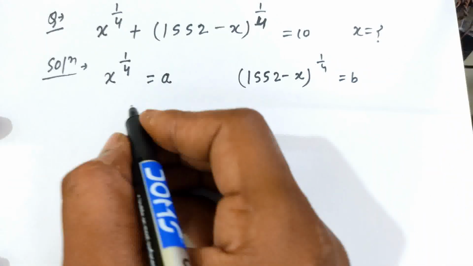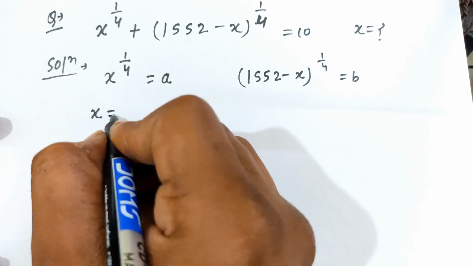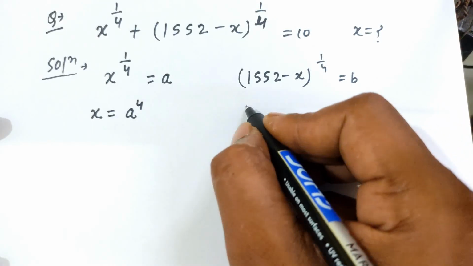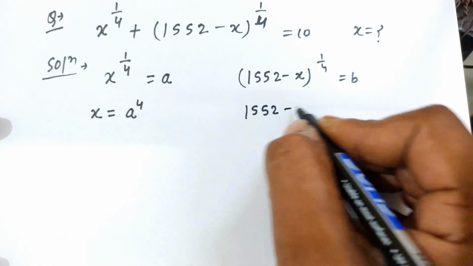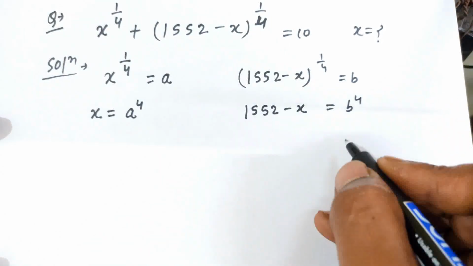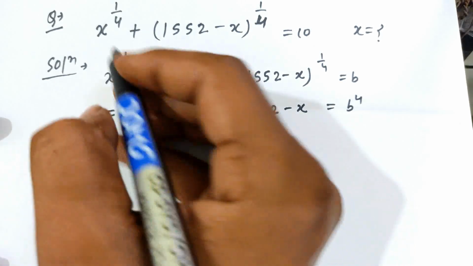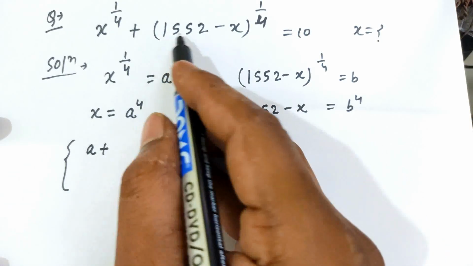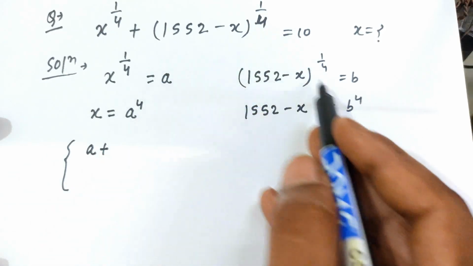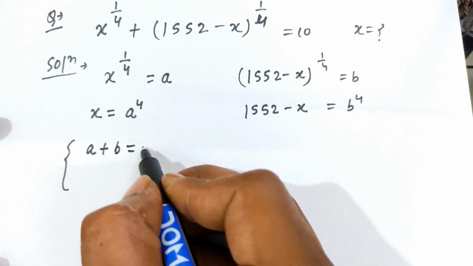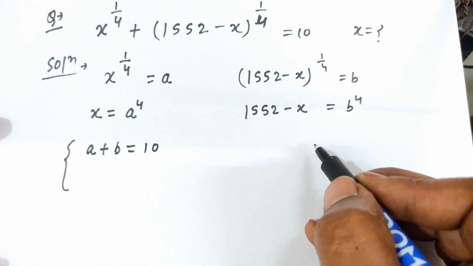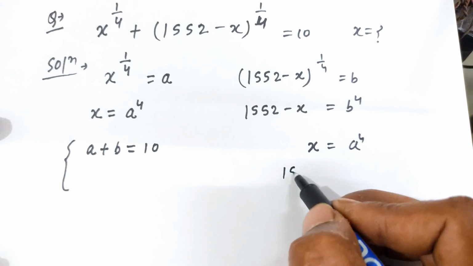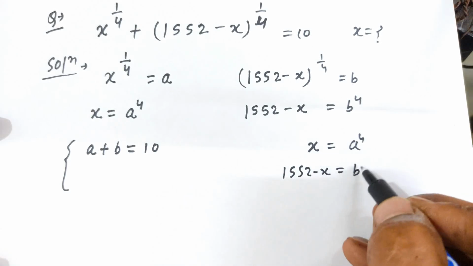Then here if we take power 4 on both sides, then in the left hand side x is equals to a power 4, and if we take power 4 on both sides, then in the left hand side 1552 minus x is equals to b power 4. Now x power 1/4 is replaced by a, and (1552 minus x) power 1/4 is replaced by b, then a plus b is equals to 10, and x is equals to a power 4, and 1552 minus x is equals to b power 4.